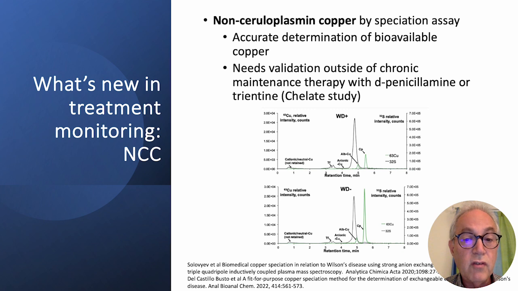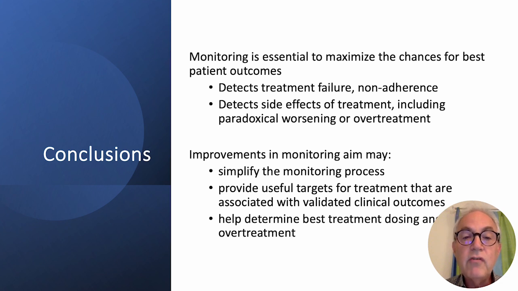Ranges for this in various conditions need to be established, and we hope over time this will become a new standard and help us with monitoring for disease. So in conclusion, monitoring is essential to maximize the chance for the best patient outcome. We can detect treatment failure and non-adherence earlier before it becomes a serious problem. And we can detect side effects of treatment, including the paradoxical worsening neurologically, or later on signs of overtreatment. We hope that improvement using the non-ceruloplasmin copper methodology by speciation will improve our monitoring and simplify the process, give us useful targets for treatment associated with good clinical outcome, and really help us individualize treatment dosing as well as detect overtreatment well before we currently can.